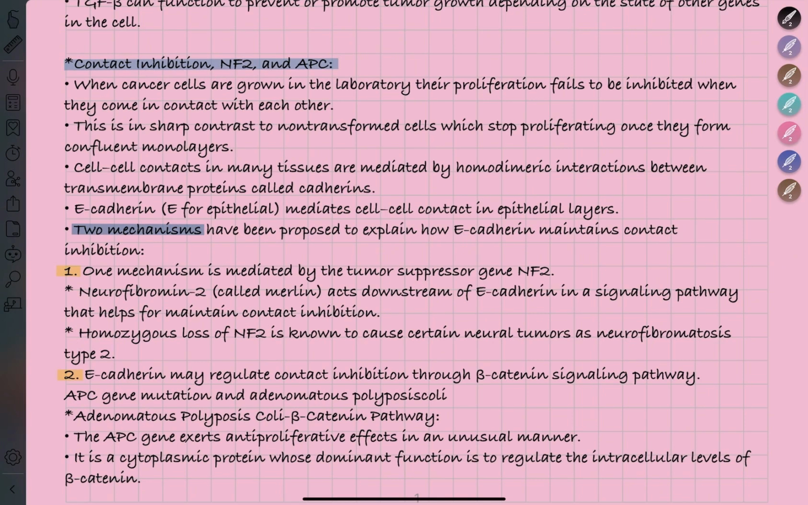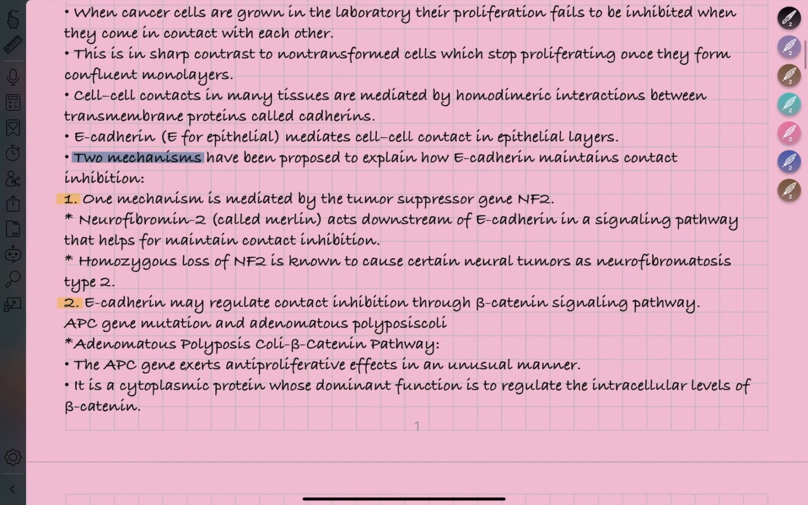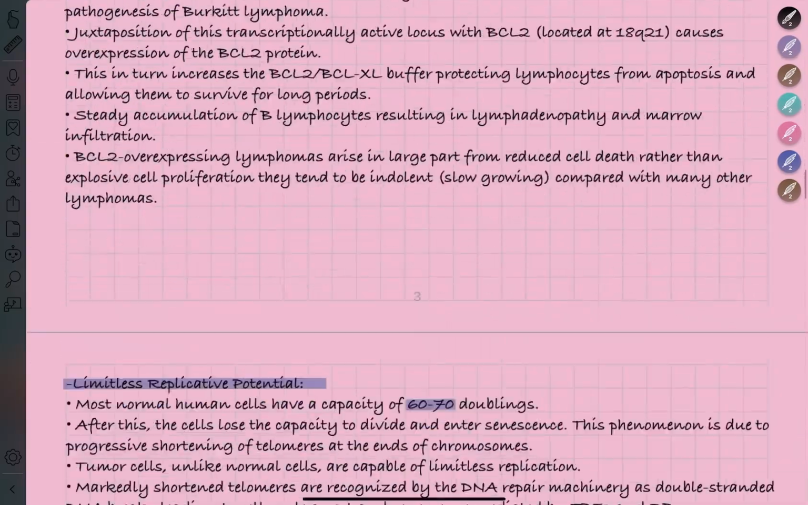So one of the important mechanisms of E-cadherin is how it interacts with NF2, neurofibromin 2. It acts downstream of the E-cadherin in a signaling pathway, and in this way it helps contact inhibition. But what if a homozygous loss occurs? Then neurofibromatosis type 2 can develop. E-cadherin also regulates contact inhibition through the beta-catenin signaling pathway. Let's go down to the picture now.